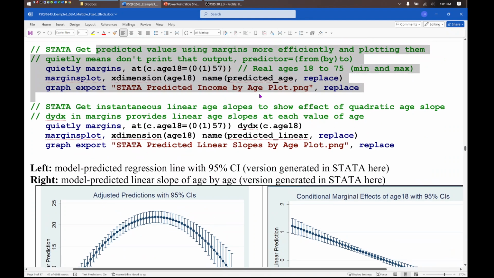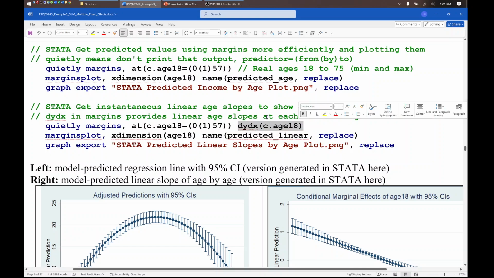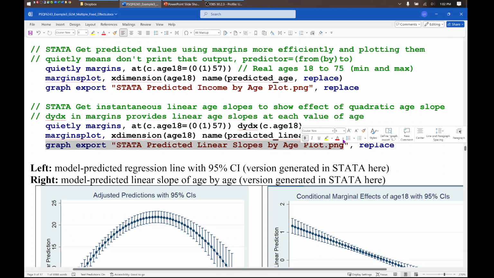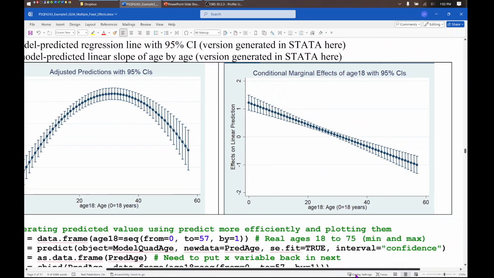I also wanted to show you what the change looks like in the linear slopes specifically as another way of describing the effect of the quadratic in this model. So to do this, I've added one new piece of code, dy dx, which means I would like the first derivative with respect to this variable. In other words, I'm asking for the instantaneous linear age slope at each of these points, starting at 0 in increments of 1 and going up to 57. And I asked then for it to be plotted and for that graph to be saved as well. And this is the result of that.